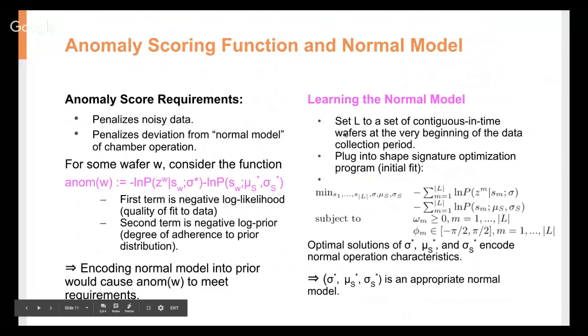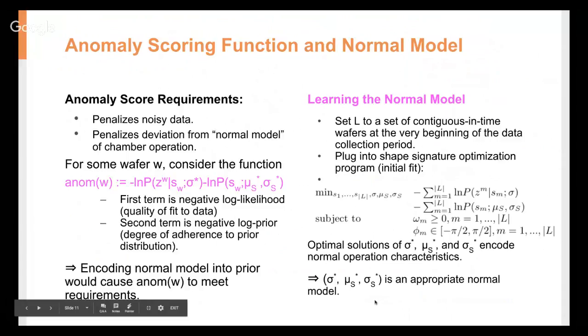So if we set L to be a set of contiguous, in-time wafers at the beginning of the data collection period, and now we plug that lot of wafers in. Remember, before, the optimization algorithm operated on lots of wafers. But now, instead of processing a single lot, we consider a lot to be however many wafers we chose at the beginning of time. If we solve the optimization problem and save the parameters of the prior and the standard deviation of the error, then we can consider that our normal model of chamber operation.